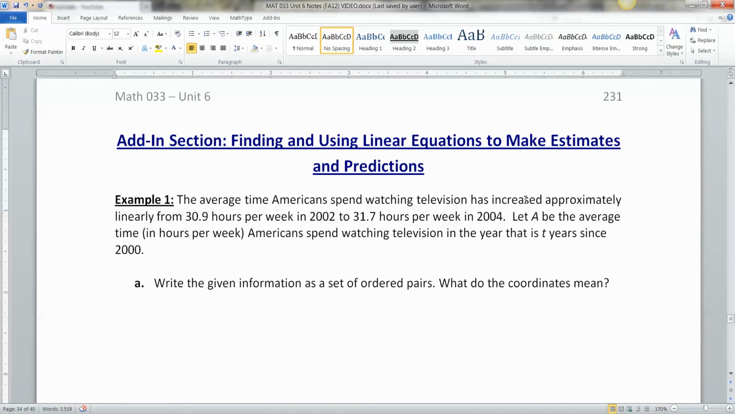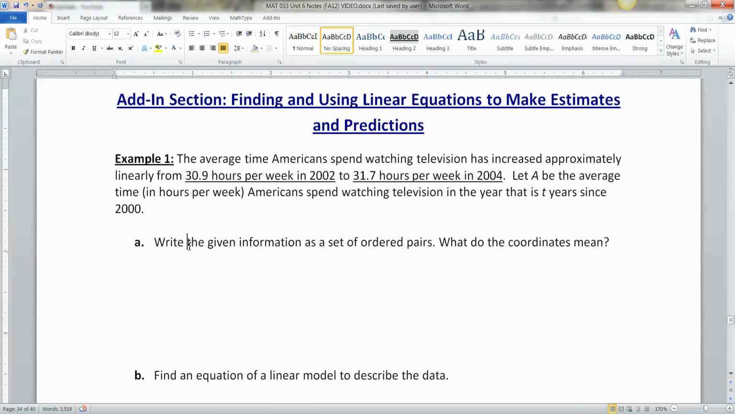And then it's increased, so it's gone up approximately linearly, meaning it sort of forms a line going up from 30.9 hours per week in 2002. See that part? To 31.7 hours per week in 2004. Right, so it's giving us kind of some pairs here, right? And that's what they first want us to know. They say, write the given information as a set of ordered pairs.